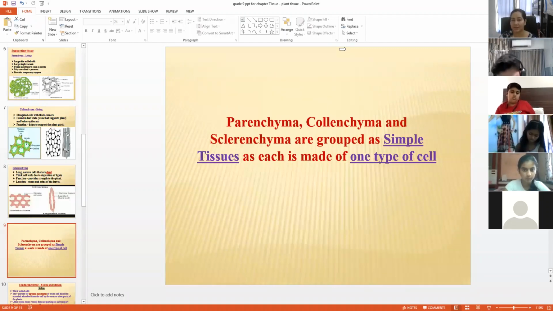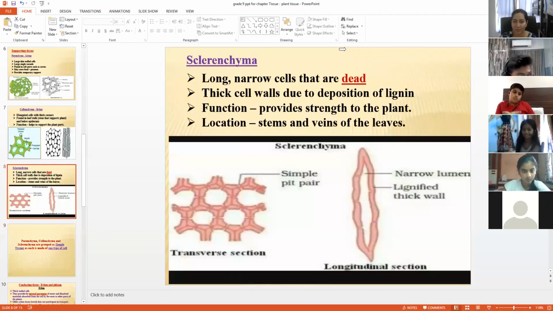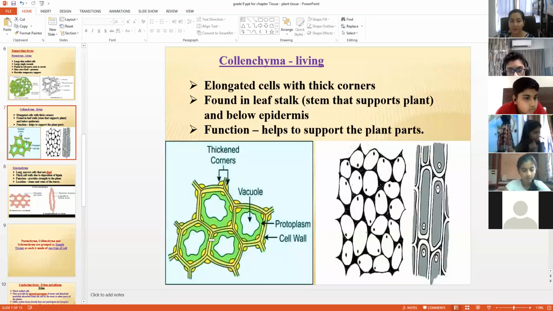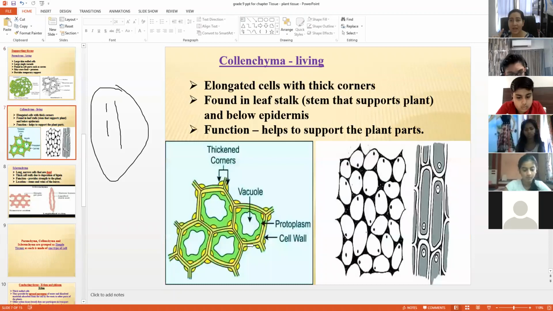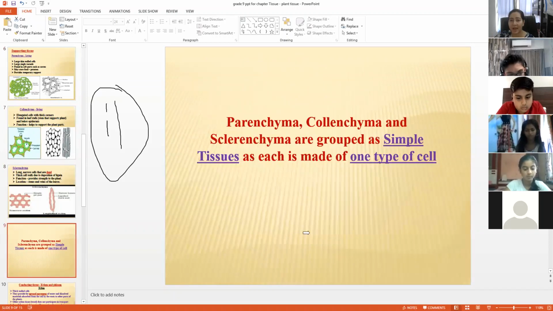Now, children, parenchyma, collenchyma and sclerenchyma are all simple tissues because they are made up of only one type of cell. I'll show it to you again. This is sclerenchyma. It is made up of only one type of cell. All the cells are of a similar structure. Collenchyma, all the cells of a similar structure. And parenchyma, all cells of a similar structure. That means they are made up of only one type of cell, and because of this they are called simple tissues. Right?